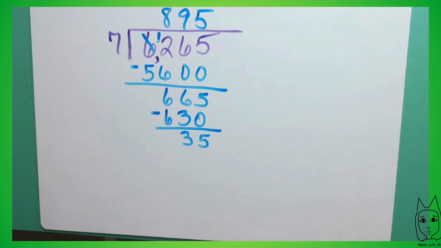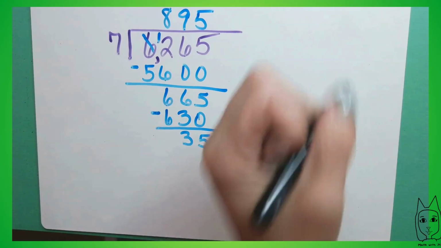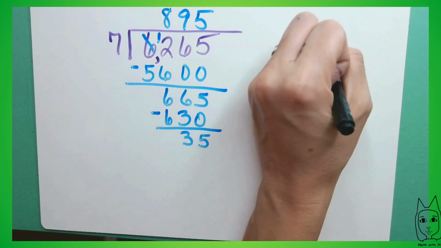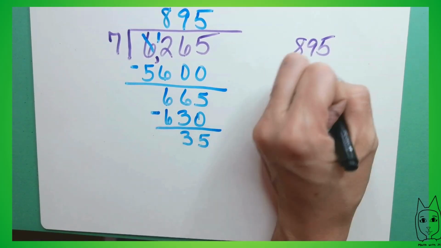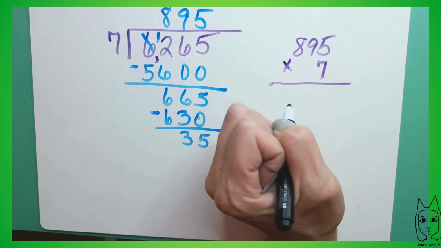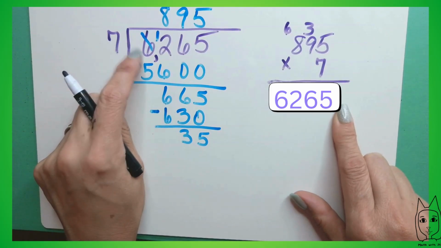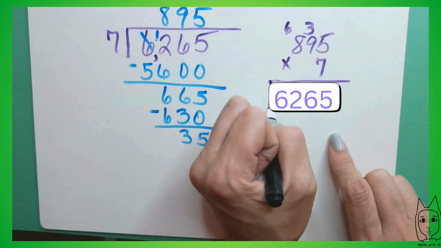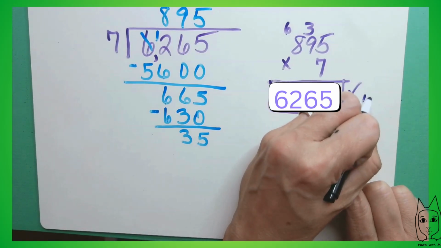But we are going to check our answer. We're going to come over here. We're going to do 895. That was my answer. Multiply it by 7 to make sure I'm good. My product is the same as what I was dividing into. I know that I am correct.